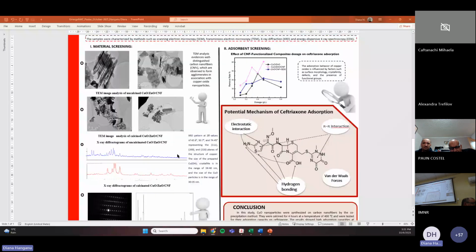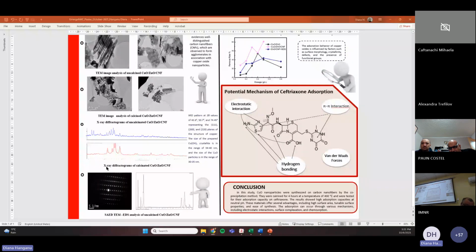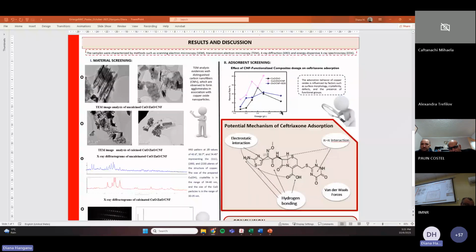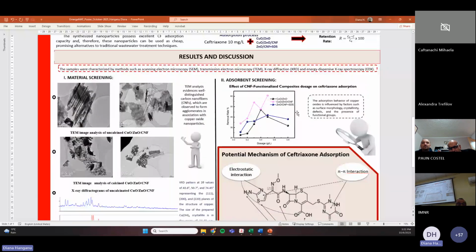We did the X-ray diffraction before and after just to see exactly that the hydroxide transformed to oxides after the calcination, the crystallography and the presence of both copper and zinc in the analysis of the material. The testing was made in the laboratory with ceftriaxone. You can see each material tested on ceftriaxone at 10 milligrams per liter.